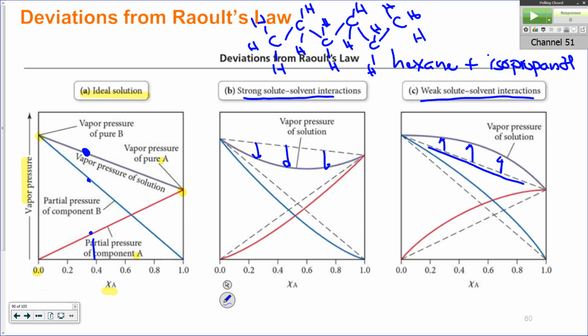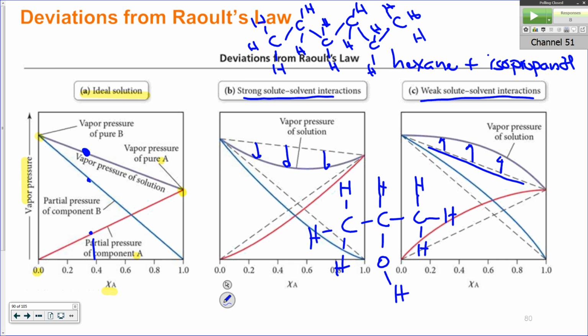Versus isopropyl alcohol. Isopropyl alcohol is somewhat similar. It's 3 carbons, and it's got hydrogens around it. The difference is it's got this polar OH group on it. Now the bulk of the molecule is still nonpolar.